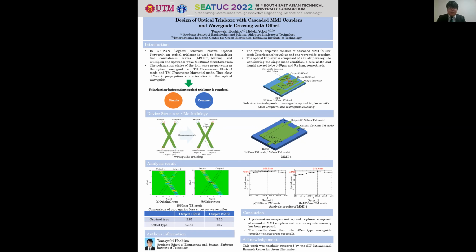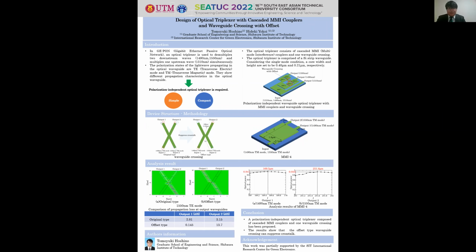In recent years, optical communication has become widespread, and the number of FTTH service subscribers is increasing year by year. Therefore, the system using wavelength division multiplexing is required. In Japan, an optical triplexer is used to demultiplex 3 light waves.